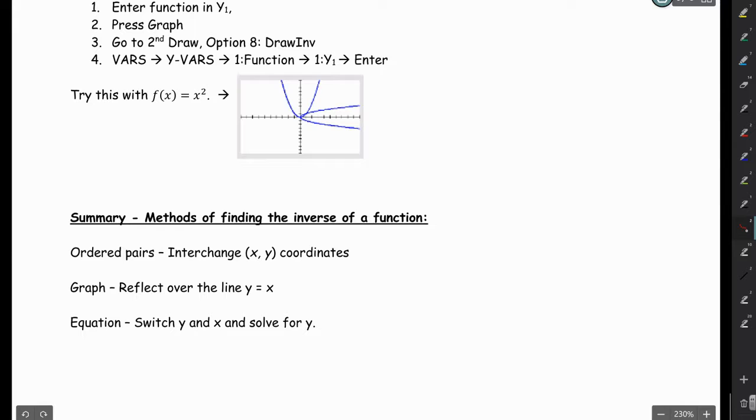So, summary of methods of finding the inverse of a function: you can interchange the x and y coordinates. The graph should reflect over the line y equals x. And for the equation, we're going to switch the x and the y and solve for y.